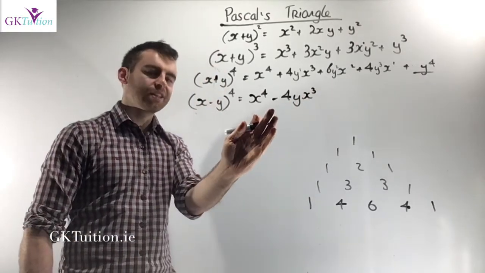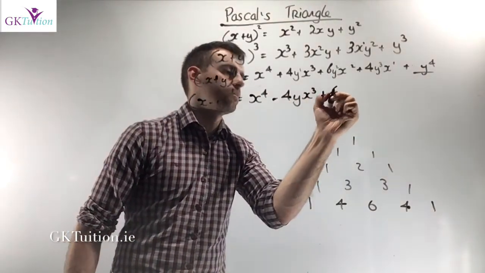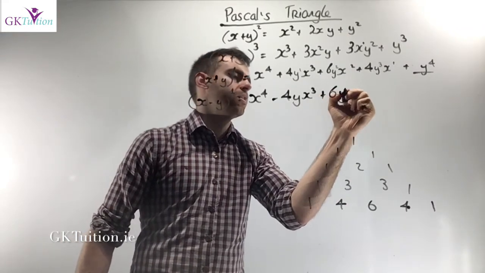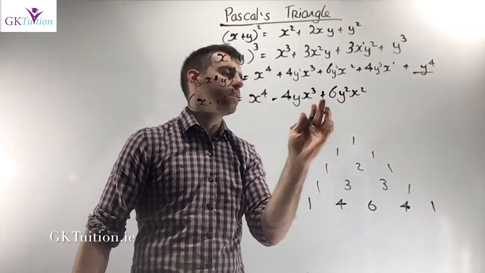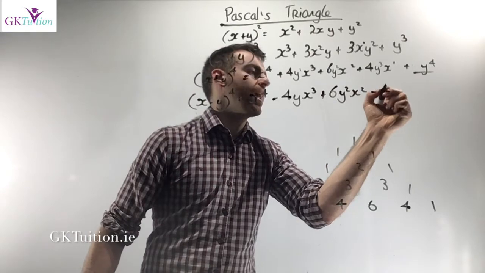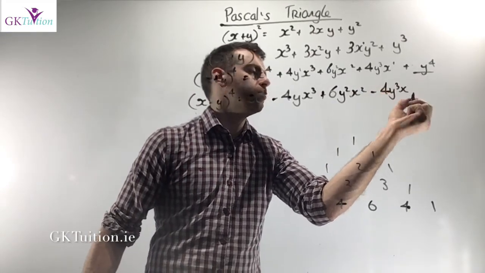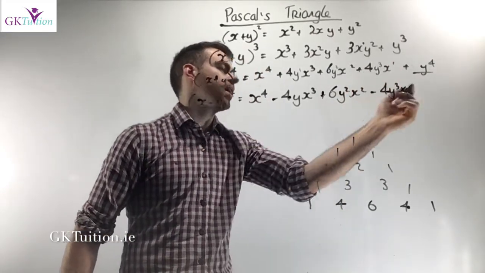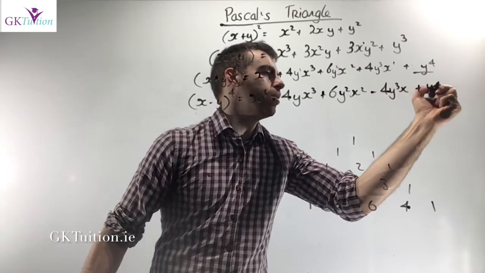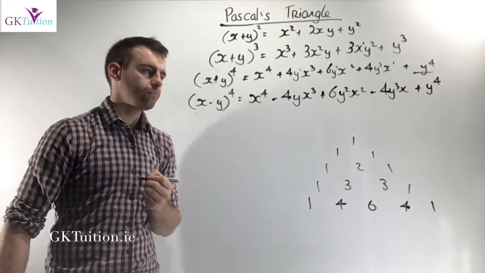If the second term is negative, that means the third term is positive. It would be plus 6y squared x squared. If that one's positive, the next one will be negative. It's minus 4y cubed x. And if that one's negative, the next one will be positive. It would be plus y to the power of 4.